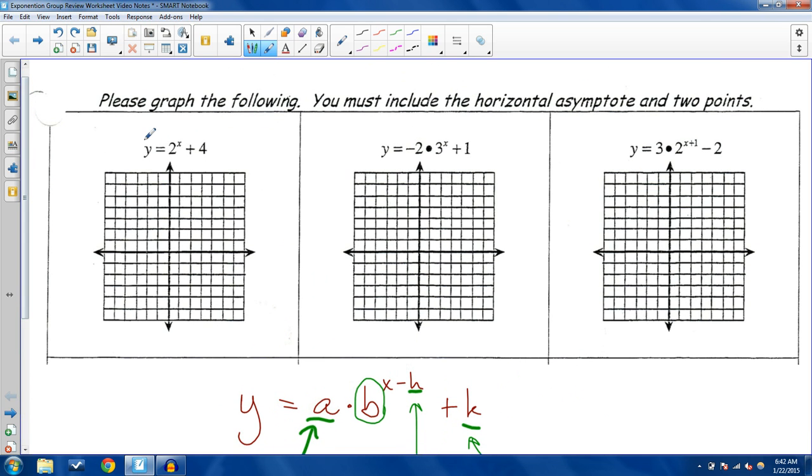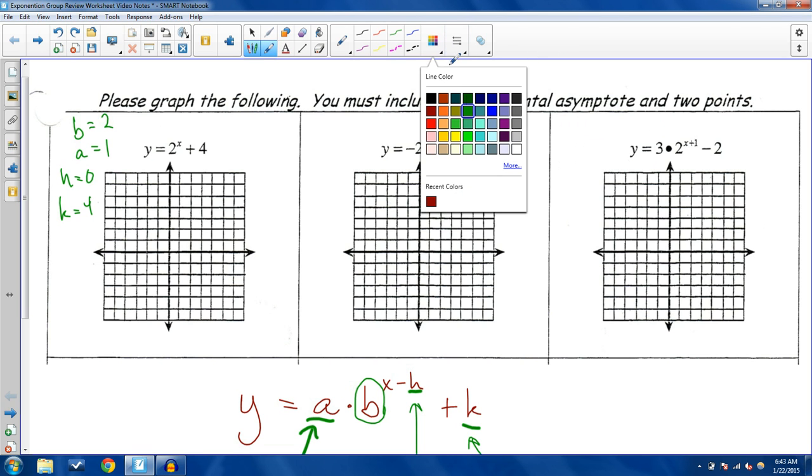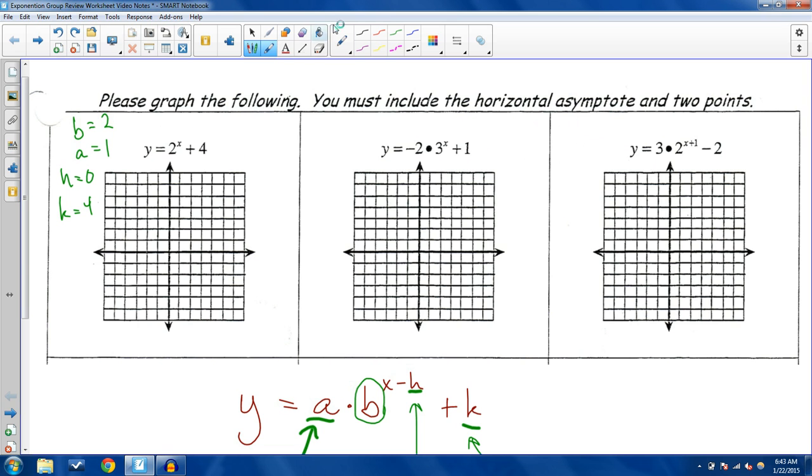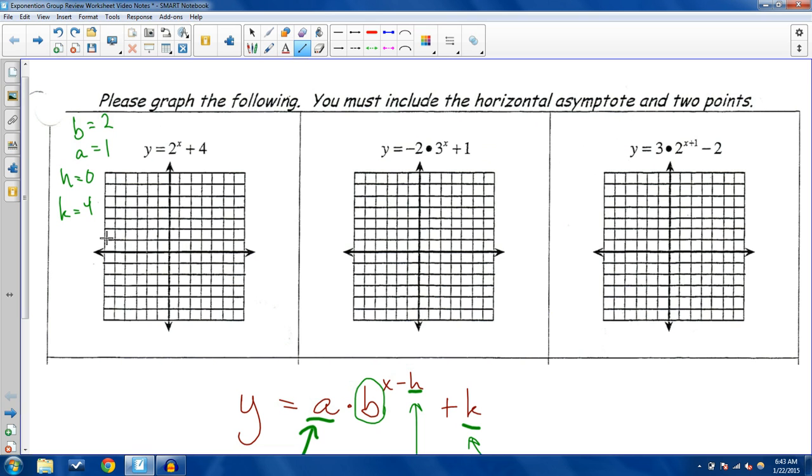So number one, we have y equals 2 to the x plus 4. Now 2 is b, which means the a value in front, which you can't see, is 1. There is no h that you can see, and k is 4. In terms of graphing this, what I want to do is a couple things. I want to find my asymptote, k equals 4. I want to graph that line. Let's go ahead and make it dotted. Whoops, that's not dotted. Let's make it dotted. So k: 1, 2, 3, 4.